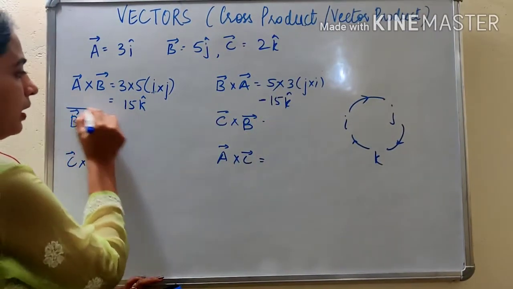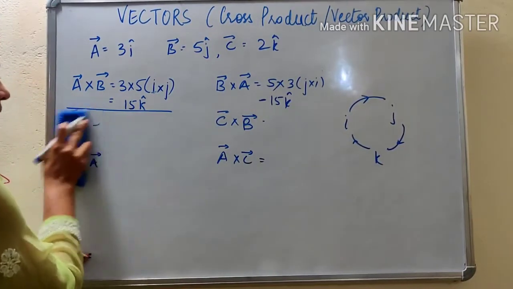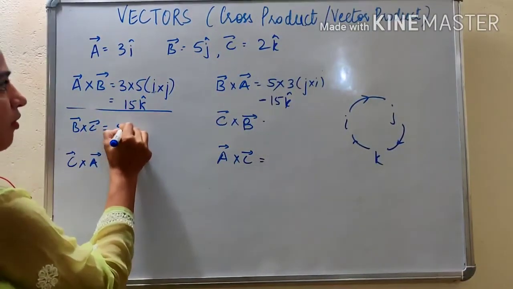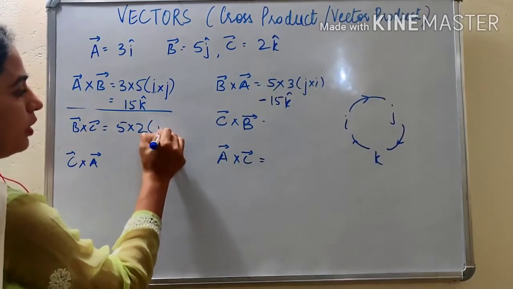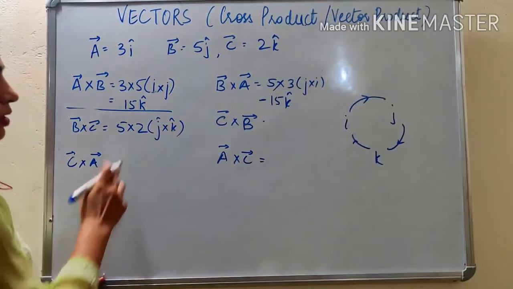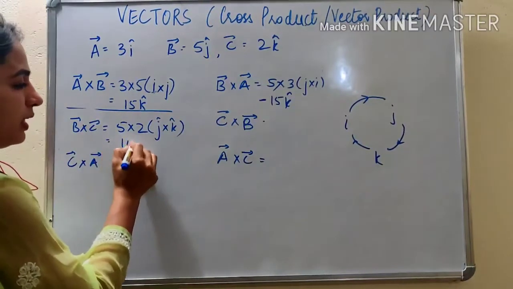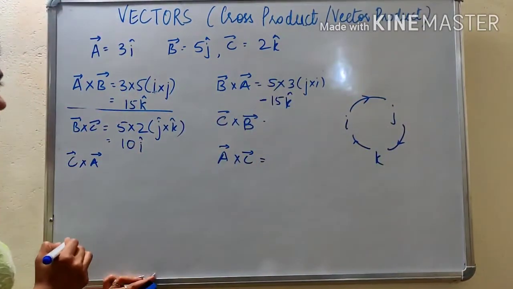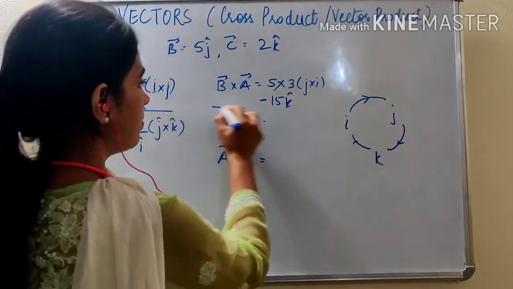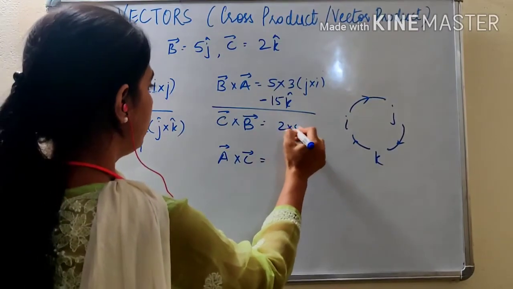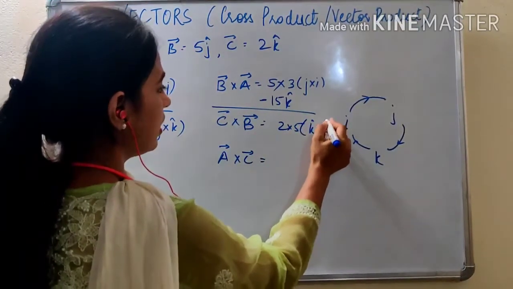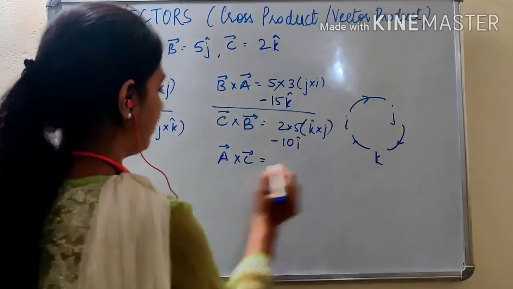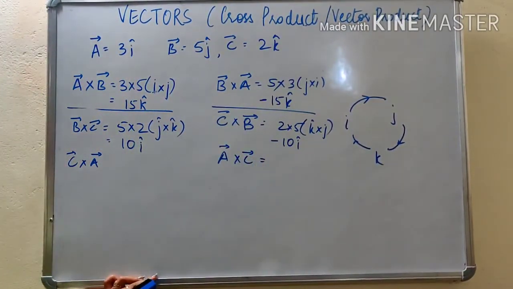Right? Similarly, B cross C. What is B cross C? B cross C is magnitude of B 5, magnitude of C 2 into J cross K. Okay? So, 5 2s are 10. J cross K, we are going in the clockwise direction, so that will be I cap, positive. And similarly, C cross B will be equal to 2 into 5 into K cross J. So K cross J, going in the anti-clockwise direction, will be minus I cap. So B cross C is opposite of C cross B.